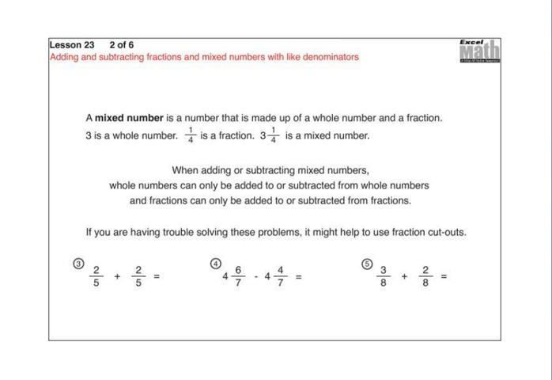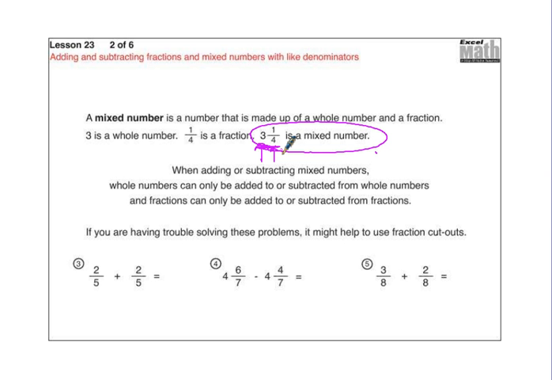Right, a mixed number is a number that is made up of a whole number and a fraction. 3 is a whole number, 1/4 is a fraction, so 3 and 1/4 is a mixed number. Now, from my experience from teaching, kids forget this real easily, and I want you to just get that in your head as clearly as you possibly can. Try to memorize that. When we talk about mixed numbers, we're talking about a whole number with a fraction. A whole number with a fraction is a mixed number.